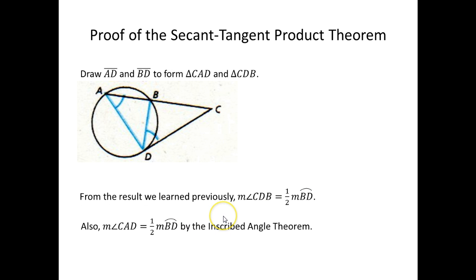From a result we learned previously, the measure of angle CDB is always half the measure of the intercepted arc. The intercepted arc here is arc BD. So the measure of angle CDB is exactly half of the measure of this arc, whatever it is. Also remember that the measure of angle CAD, this angle here, is also equal to half of the intercepted arc by the inscribed angle theorem, because this is an inscribed angle.